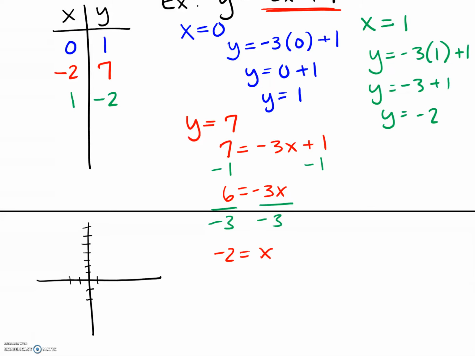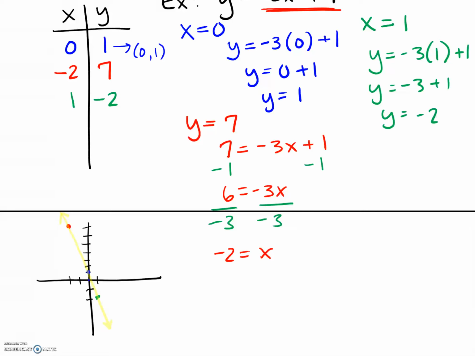The first point that we found right here is 0, 1. So 0 in the x direction, 1 in the y, so we're going to end up there. The second point is -2, 7. And then our final point is at 1, -2. And like I said, if we did a good job with this, all of these points should be on a single line that we can go ahead and just draw right through.